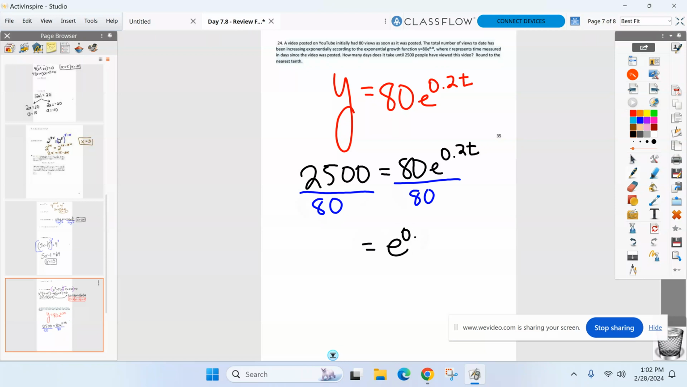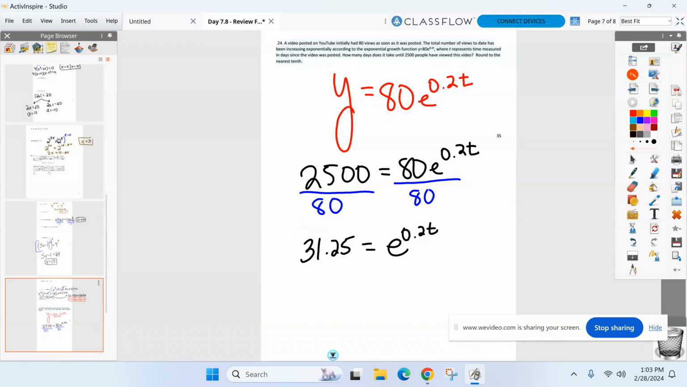E to the 0.2t. What's that over there going to be? 31.25. I did a fraction. Same thing. Is it all right if I leave it as 31.25? Thank you. All right, I definitely know what crowd you roll with on the next step, but if anybody wants to log, you can. That's fine.